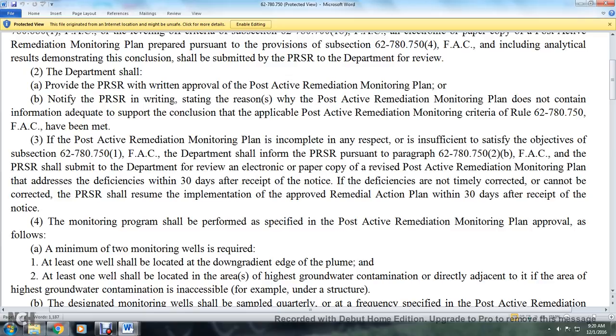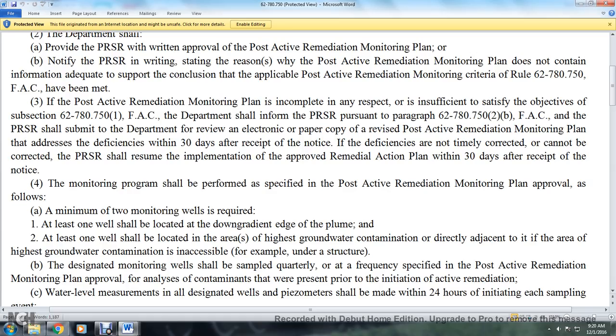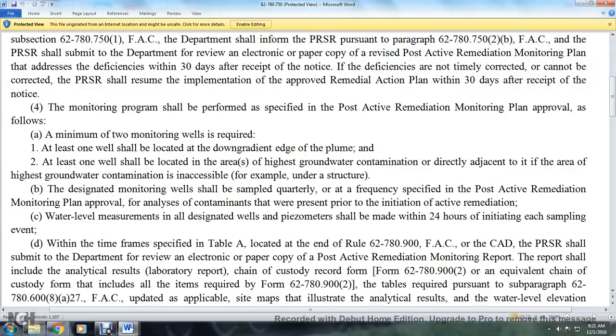The monitoring plan shall be performed as specified in the post-active remediation monitoring plan approval, as follows. A. A minimum of 2 monitoring wells is required. At least one well shall be located within the downgradient edge of the plume. At least one of the wells shall be located within the area of highest groundwater contamination, or directly adjacent to the area of highest groundwater contamination if it is not accessible, for example, under a structure. B. The designated monitoring wells should be sampled at the quarterly frequency specified in the post-active remediation plan for analysis of the contaminants that were present prior to the initiation of the active remediation.